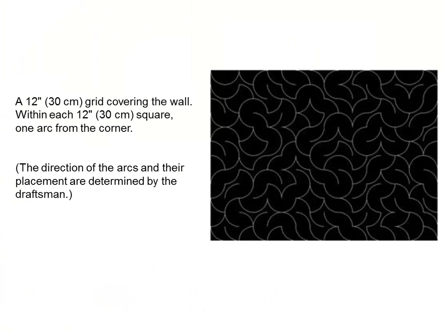Okay, so this is one example of one of his pieces, and these are beautiful simple pieces, right? 12-inch grid covering the wall, and each grid 1 arc from the corner. That's the instruction, right? Two lines. And the direction of the arcs and the placement are determined by the draftsman. So the draftsman is a person, and the draftsman goes in and draws an arc. There can be 4 different arcs, right? You can rotate the arc around 4 different ways. It's a white arc on a black field, and just by accumulating them over time, you get these compositions, okay?